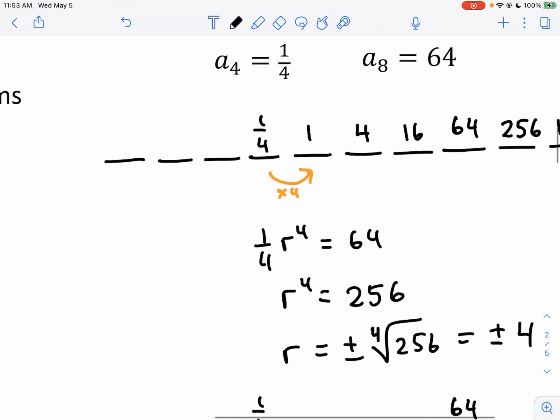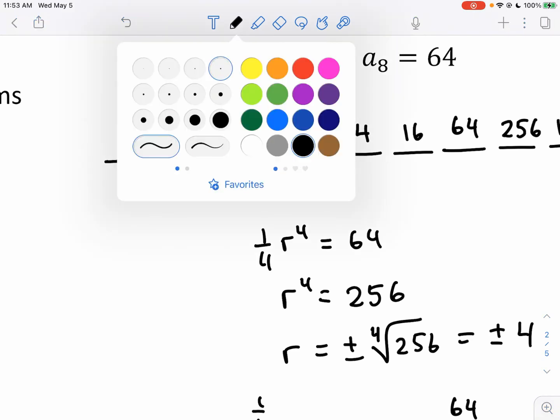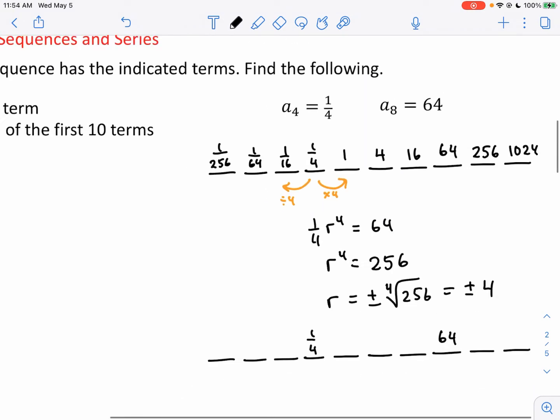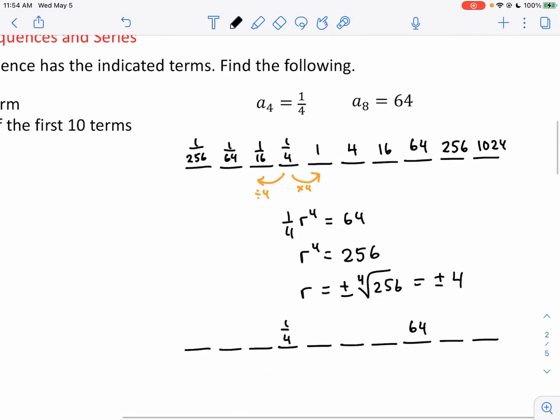Now, going the other direction, if going from left to right you multiply by 4, then going right to left you divide by 4, or you multiply by its reciprocal. So going this direction, we divide by 4. If we're at 1/4 and I go to the left 1, divide by 4, that should take me to 1/16. Divide that by 4 should take me to 1/64, and divide that by 4 should take me to 1/256. So here is our geometric sequence.